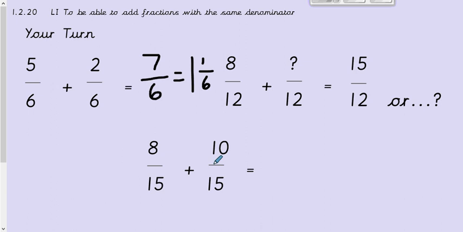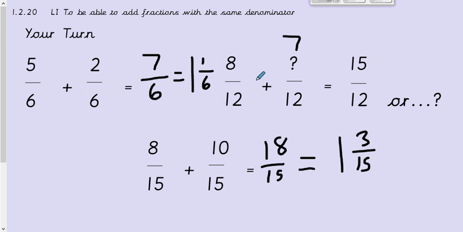And then 8/15 add 10/15, so the denominator is the same, so the denominator for the answer would be 15, and then you add the numerators. So 8 add 10 is 18. And if you want to write that as a mixed number fraction, it'd be 1 and 3/15. And then for this one, you had to work out what you add on to 8 to get 15, and that would be 7. So 8/12 add 7/12 equals 15/12, or 1 and 3/12.